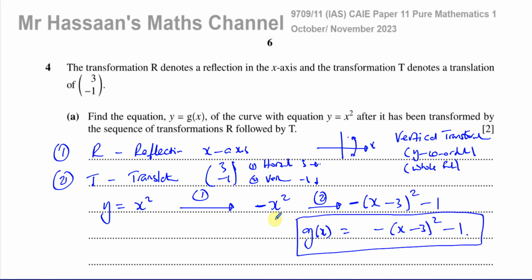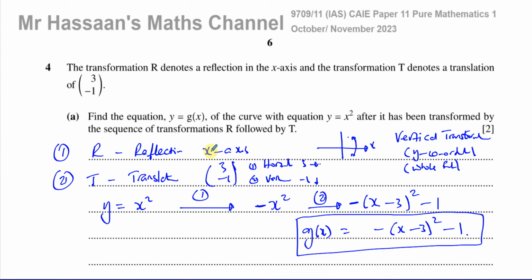When you have a change inside the function, you do the opposite. So to go 3 units to the right, you put x minus 3, inside the function. Whatever the original function was, you replace the x with x minus 3, and then you subtract 1 from the whole function. Replacing x with x minus 3 makes it go 3 units to the right, and then you take away 1 from the whole function. The minus in front of this x squared came from the first part, which is the reflection that we had to do first. So there's the answer to this.